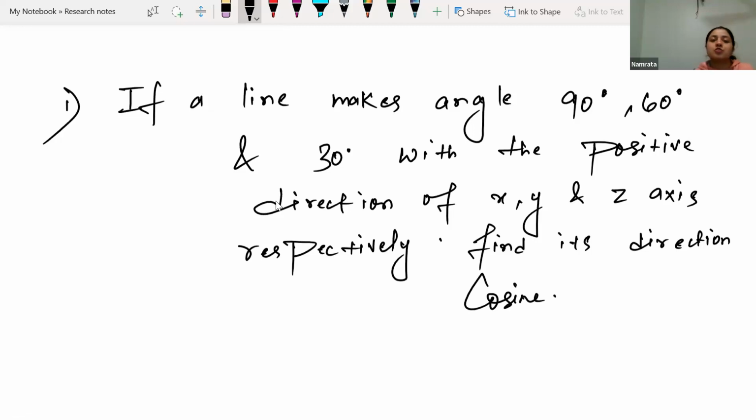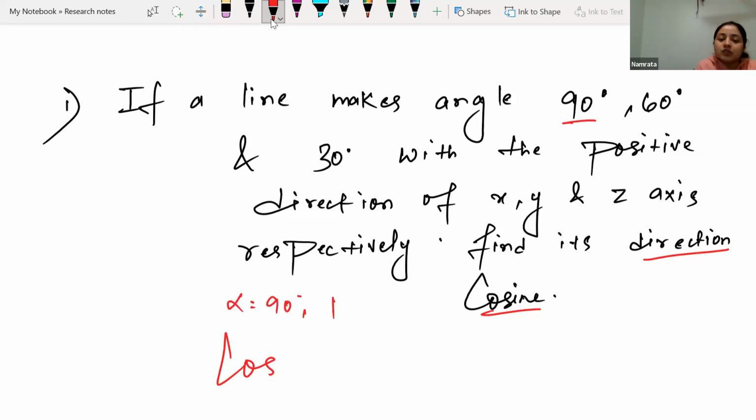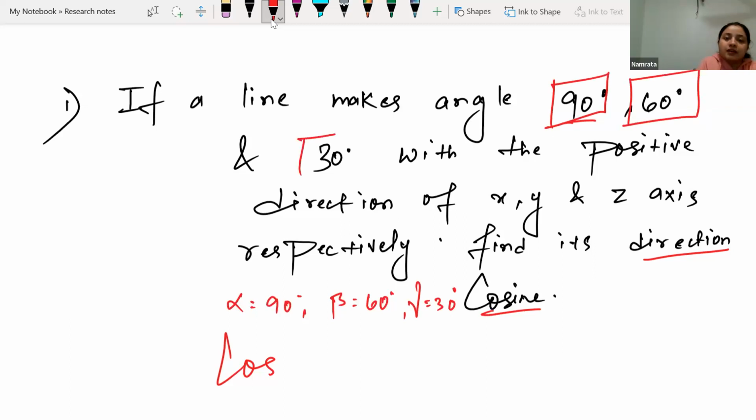We have just discussed direction cosine, but the word may look confusing, so what exactly is it? Direction cosine is nothing but cos alpha, cos beta, cos gamma, where alpha, beta, gamma are the angles made with the positive direction of x-axis, y-axis and z-axis. So if we have to find the direction cosine in this question, we can directly find cos of alpha. Alpha value is given as 90 degree, beta value is 60 degree and gamma value is 30 degree. We just have to find the direction cosine.